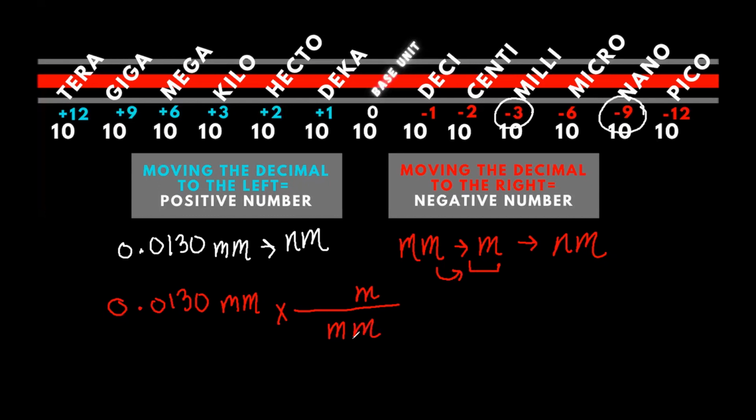So now I'm going to write whatever this milli stands for next to the base unit. Again, always next to the base unit. So here we have 10 to the -3. This is going to allow me to cross out millimeters and come out with meters. So right now we have 0.0130 times 10 to the -3 meters.